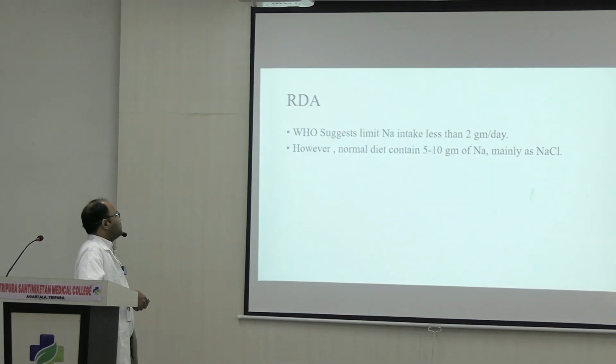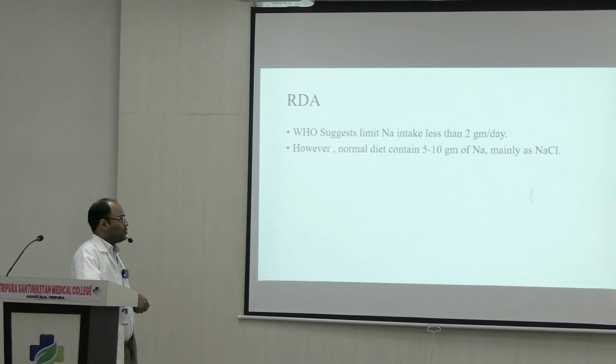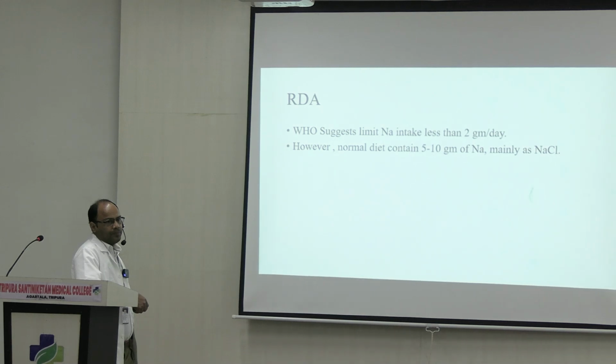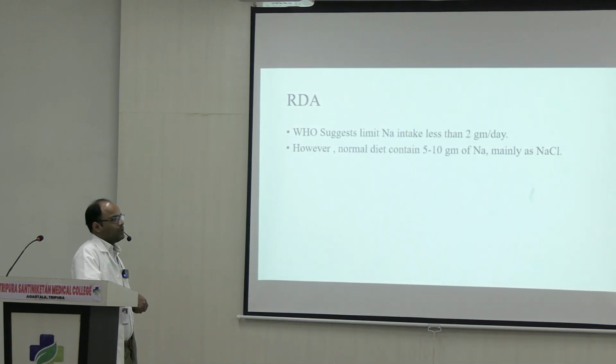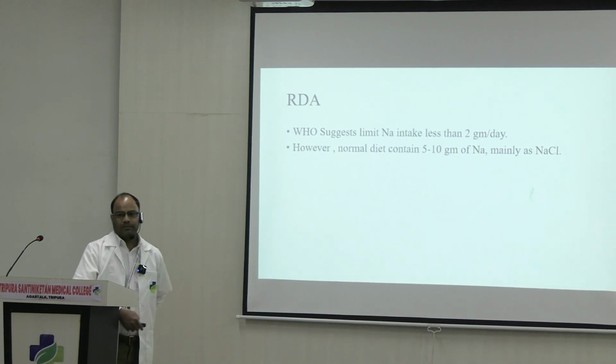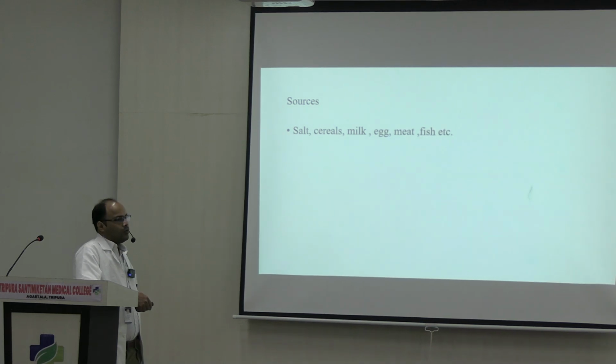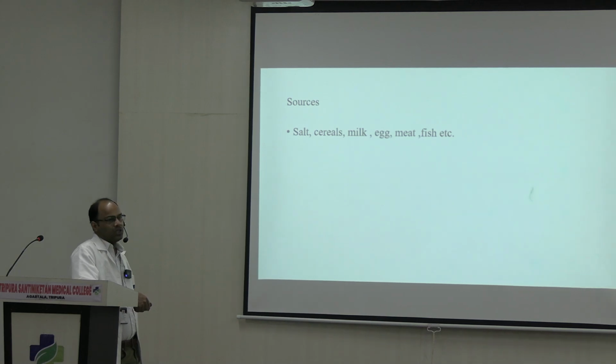Recommended dietary allowances: WHO, the World Health Organization, suggests limiting sodium intake, salt intake, to less than 2 grams per day, because sodium retains water. As a result, blood volume increases, and blood pressure also increases. However, a normal diet contains 5 to 10 grams of sodium, mainly as sodium chloride. The source is mainly salt. Apart from that, food contains plenty of sodium, like cereal, milk, egg, meat, fish, etc.